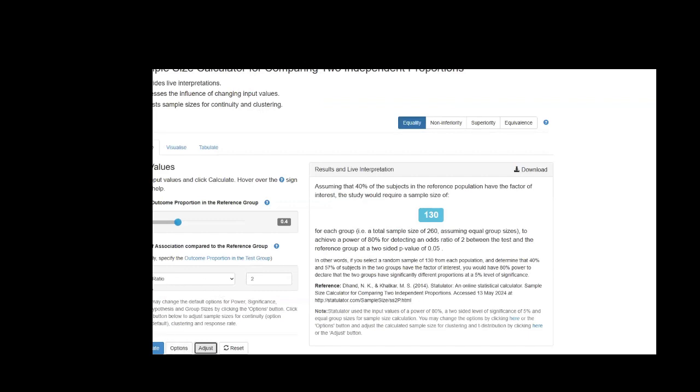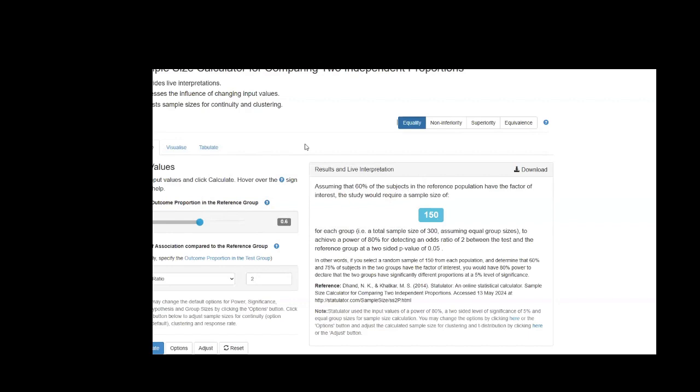Now I will take one example of this. Again, I increase the proportion to 0.6. You can see that for the odds ratio, the sample size is 150. So as the proportion increases and the odds ratio remains the same, the sample size is decreasing. You can see for what reference value and odds ratio the sample size is increasing or decreasing by playing with this software.